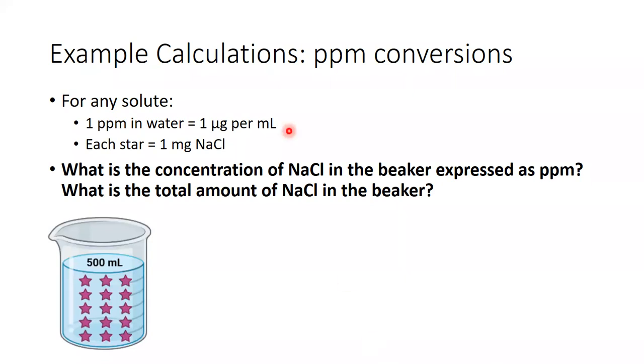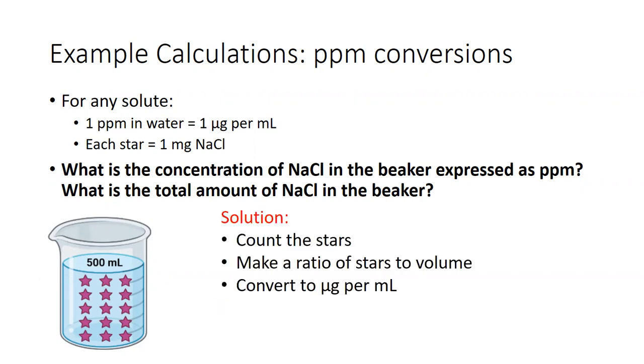So for our example question, we have a solution of sodium chloride. You have 500 mLs of the solution, and each of these stars represents 1 milligram of sodium chloride. We want to calculate the concentration of sodium chloride in the beaker expressed as parts per million, and we also want to know the total amount of sodium chloride in the beaker. So to do this, we're going to count how many stars we have. We have 15 stars, so we have 15 milligrams of sodium chloride. That's how much total is in the beaker. And then we're going to make a ratio of the amount of sodium chloride to the volume we have, which is 500 milliliters.